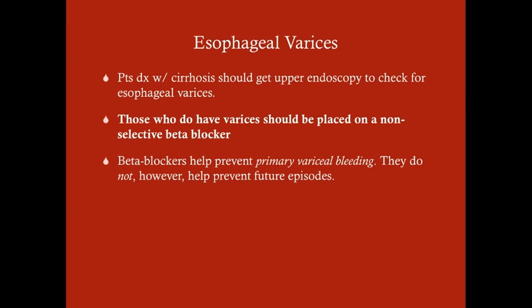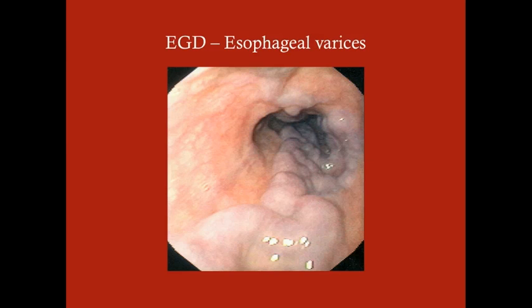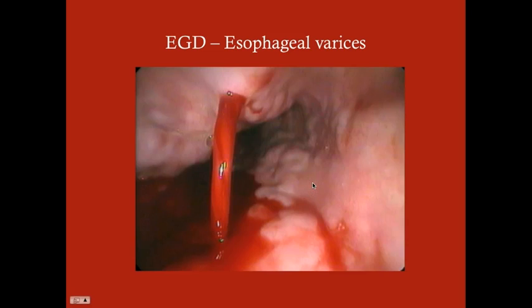However, what the beta blockers don't do is help prevent future episodes if they've already had one. So if a patient has never had variceal bleeding before, but they have varices, then a beta blocker will help prevent them from having their first episode. It doesn't always prevent them, it just helps prevent them. But if they've already had variceal bleeding, it's not going to prevent any future episodes. So once you've had one, the beta blocker doesn't really help anymore. So here on EGD is a non-ruptured esophageal varix. And here is a ruptured esophageal varix.